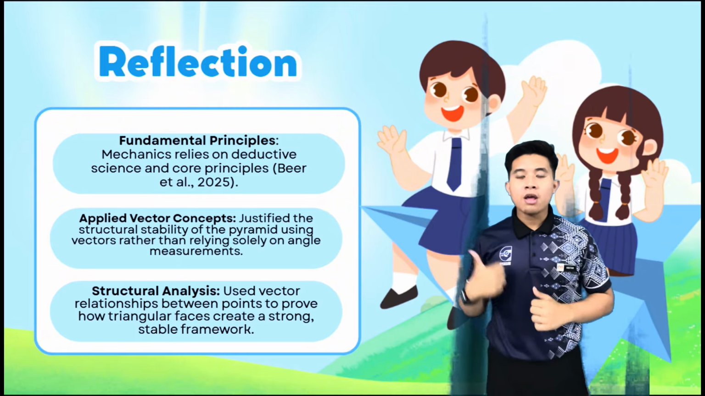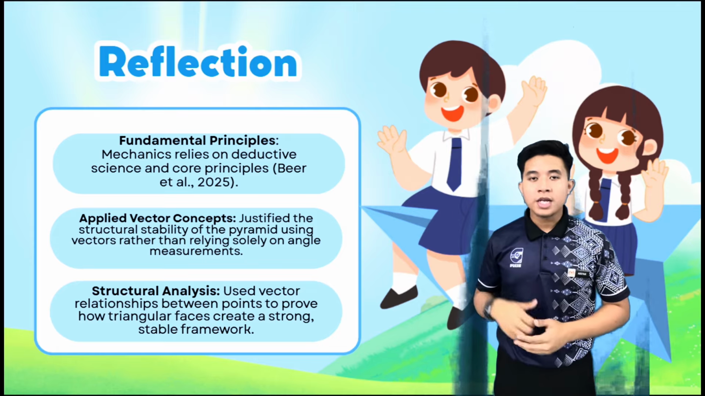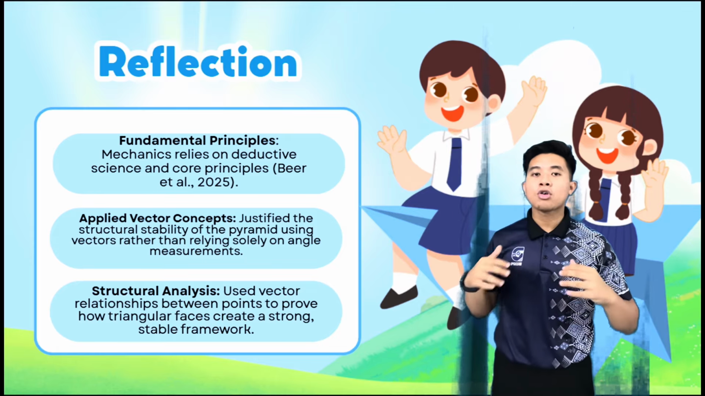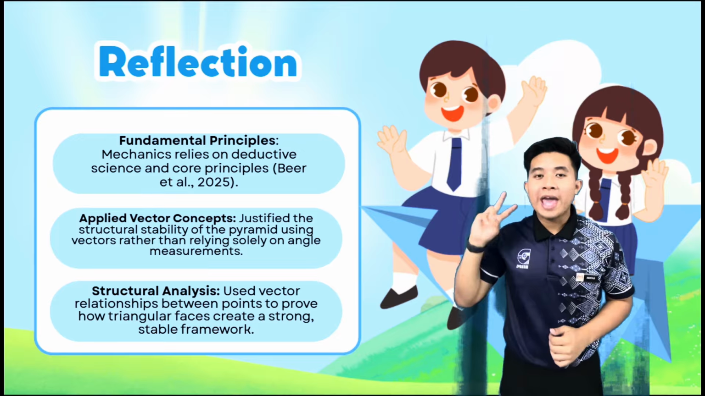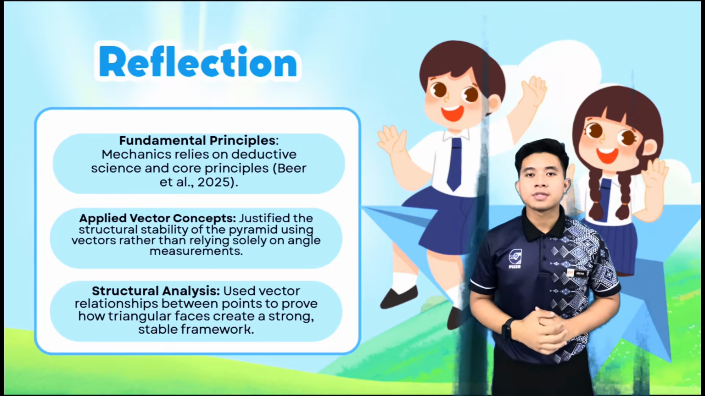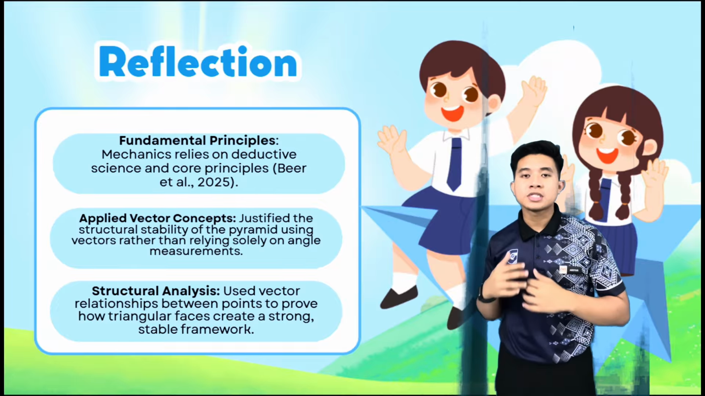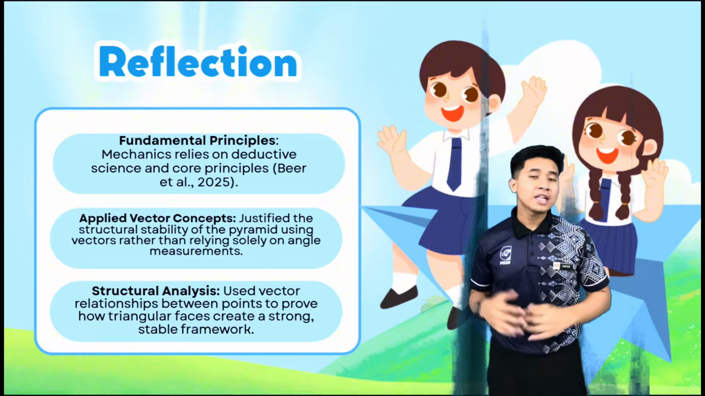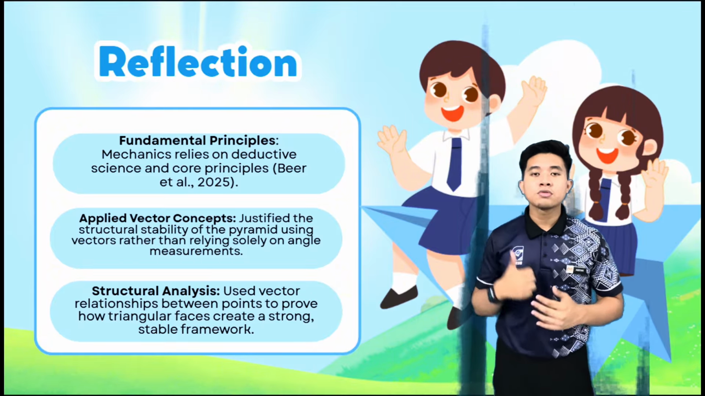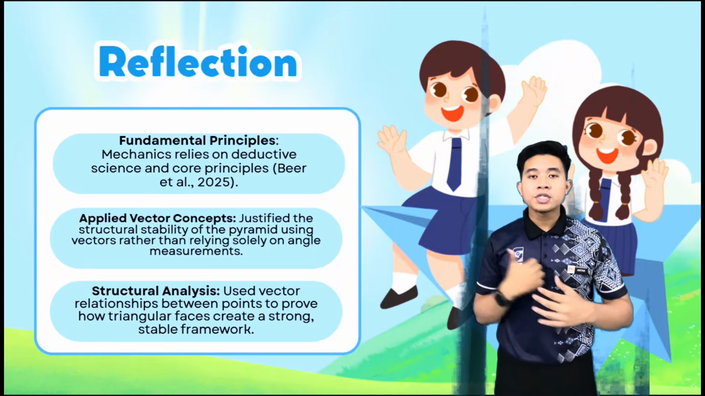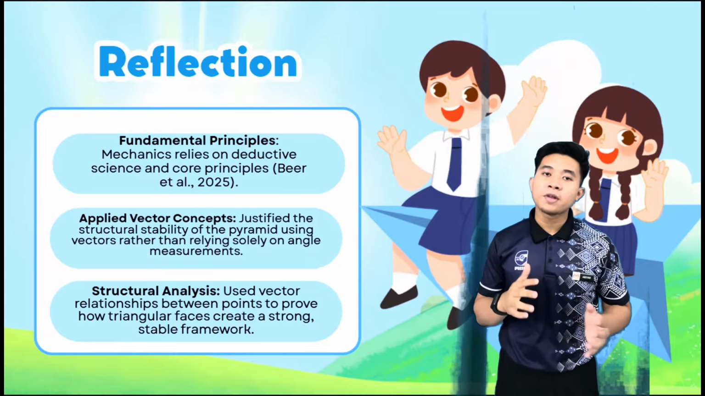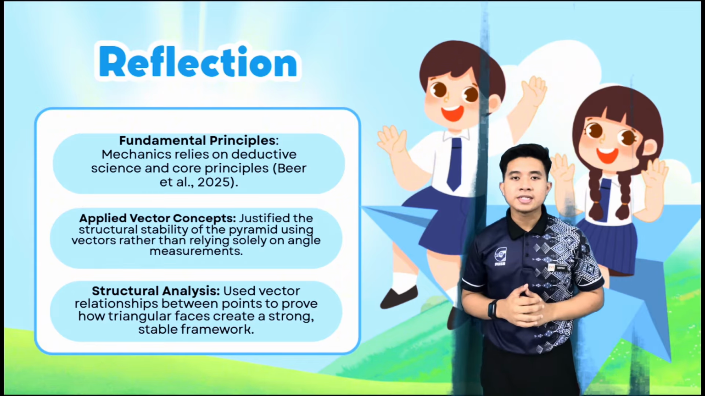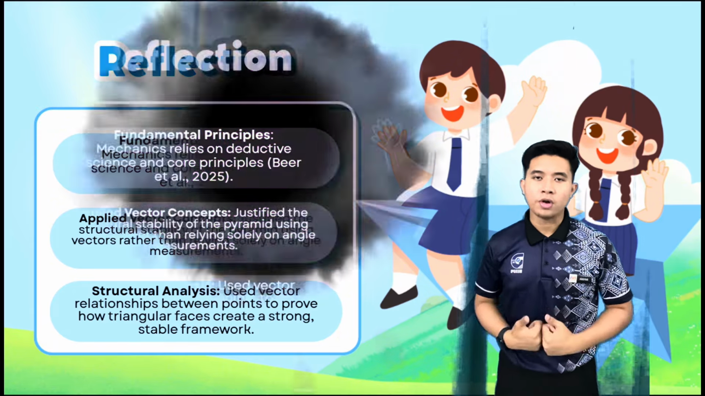First, we rely on fundamental principles, demonstrating that mechanics is essentially a deductive science based on core principles. Second, we heavily apply vector concepts. We justified the structural stability of the pyramid using vectors rather than relying solely on angle measurements. Finally, through structural analysis, we use the vector relationships between different points to definitively prove how the triangular faces create a strong, stable framework.